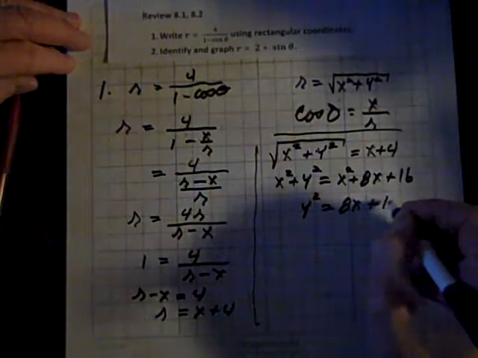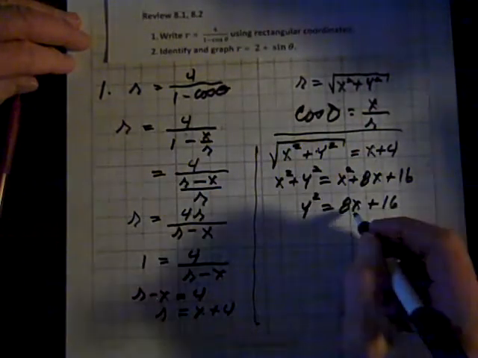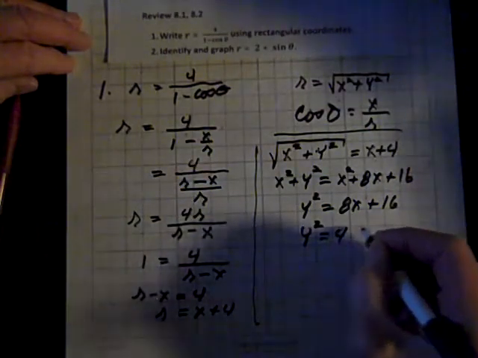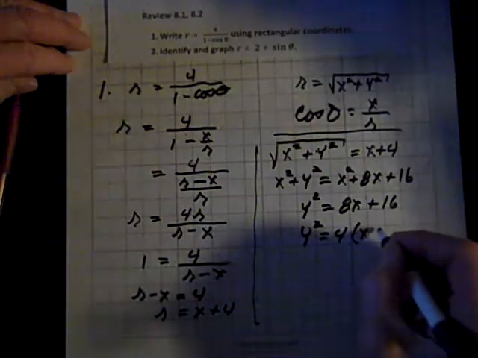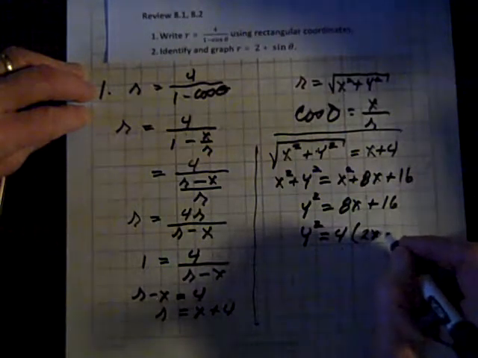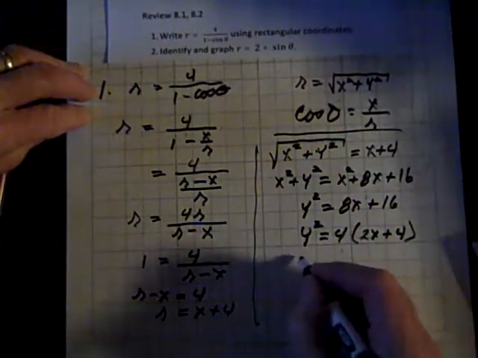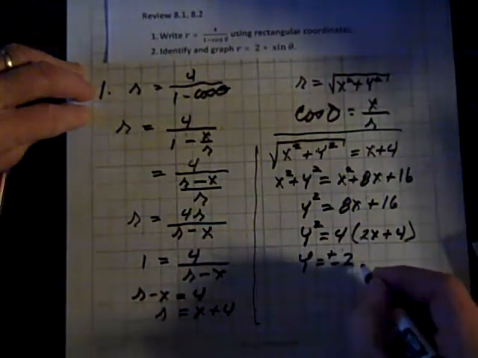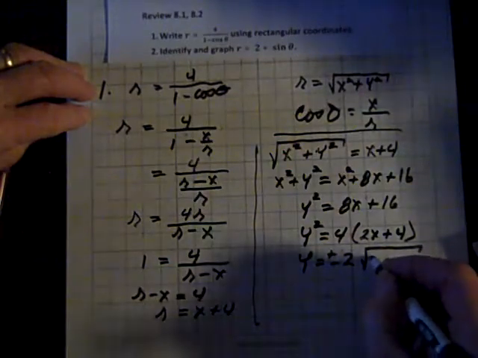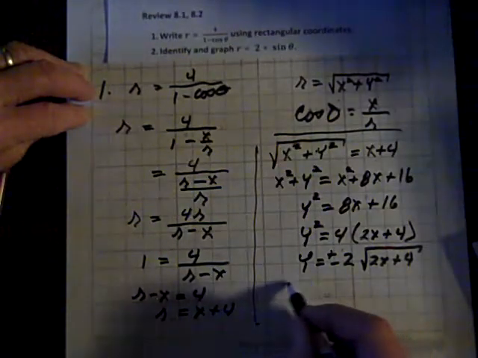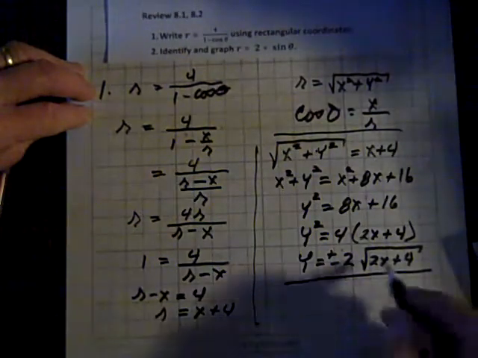We could factor a 4 out of both those terms, and so we have y squared equals 4 times (2x plus 4)... So y equals plus or minus, the square root of 4 is 2, and the square root of this stuff is 2x plus 4. And we're done. We've tackled it.